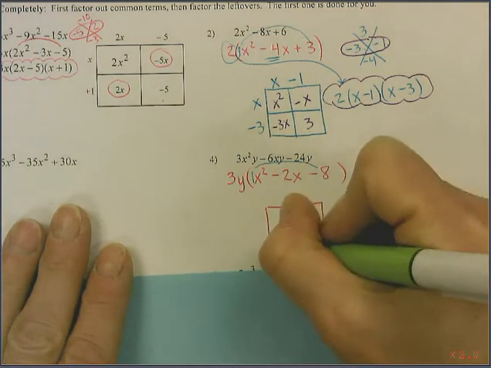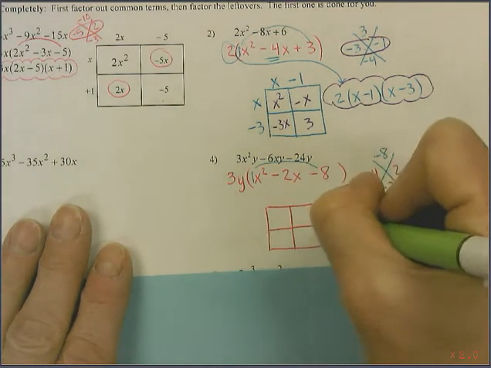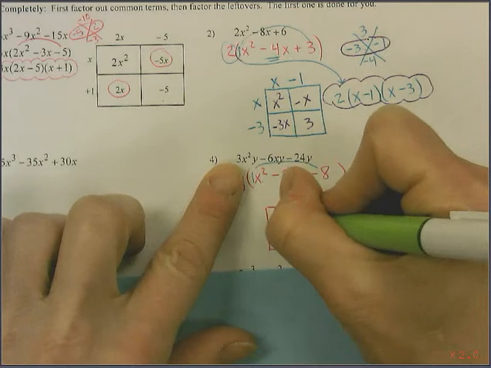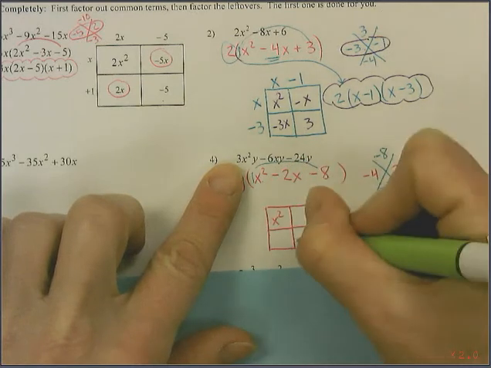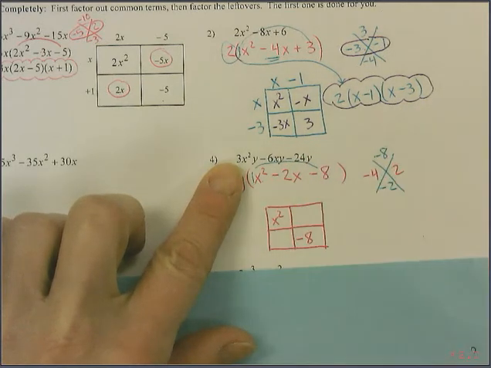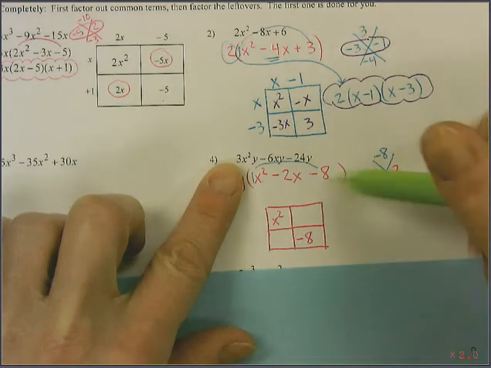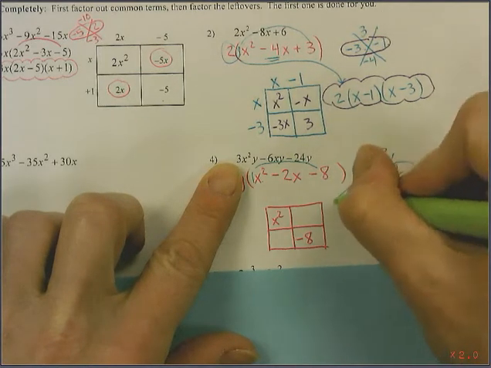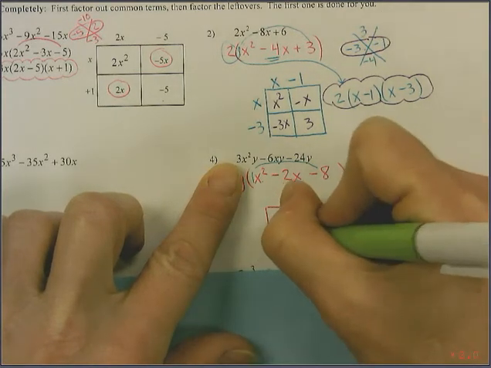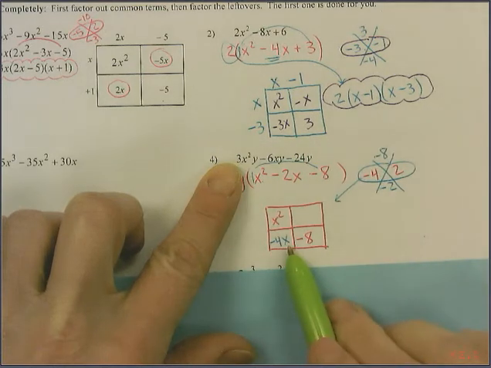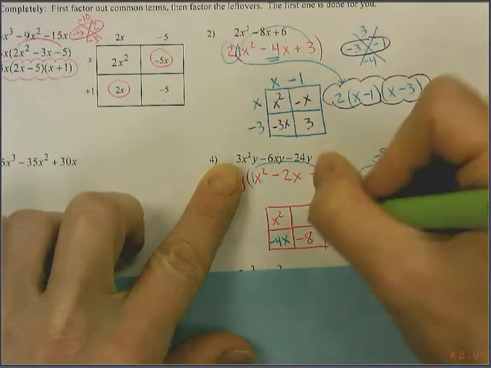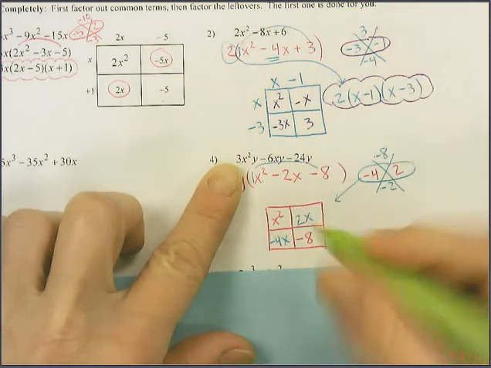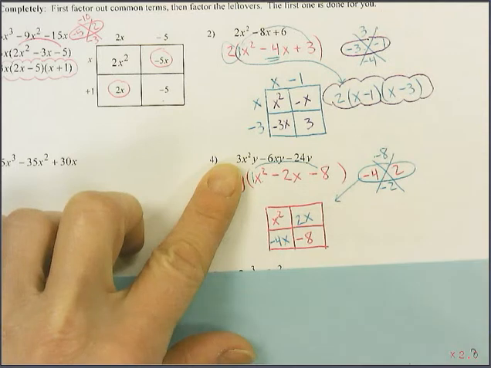Draw out your box. Remember your first term, x squared, in the upper left. Last term, negative 8, goes in your lower right. And then, of course, the answers to the diamond problems with an x. Doesn't matter where these go. So remember, negative 4x, positive 2x, I could have reversed those orders. You'll still get the same answers on the outside.